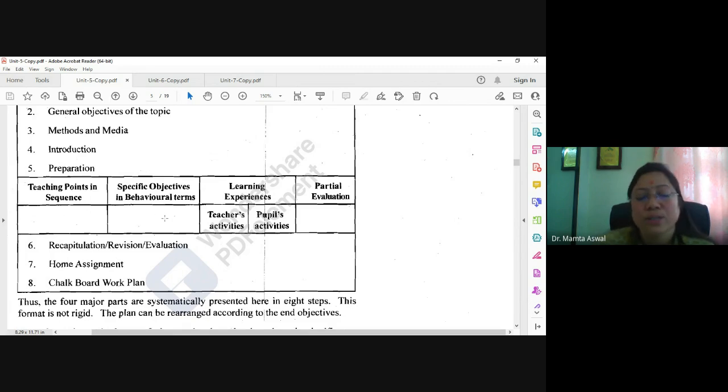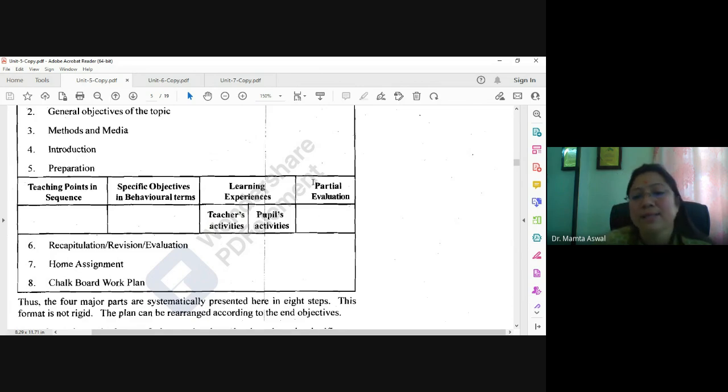Then the objectives you need to write. Then what will the teacher do? Teacher activities. I'm giving you an example: the teacher will show the children a leaf of this particular plant. Or if you want to do some experiment inside the classroom, that can also be written over there. What will the pupil do? The pupil will observe what the teacher is doing and will like to replicate the same. So what is happening here? The teacher will do a certain thing inside the classroom. The pupil will look, observe, learn, and copy that particular thing.